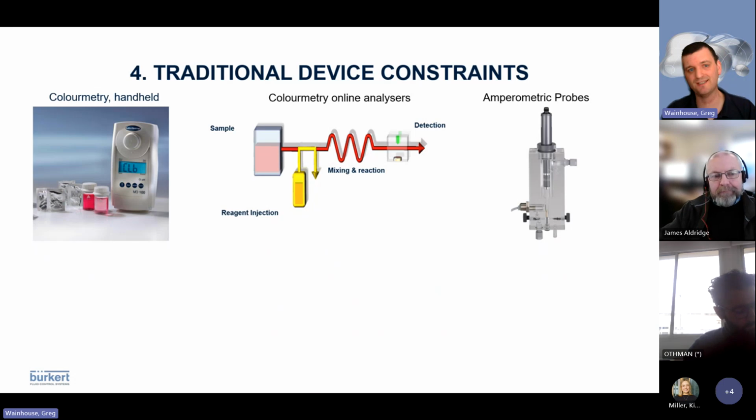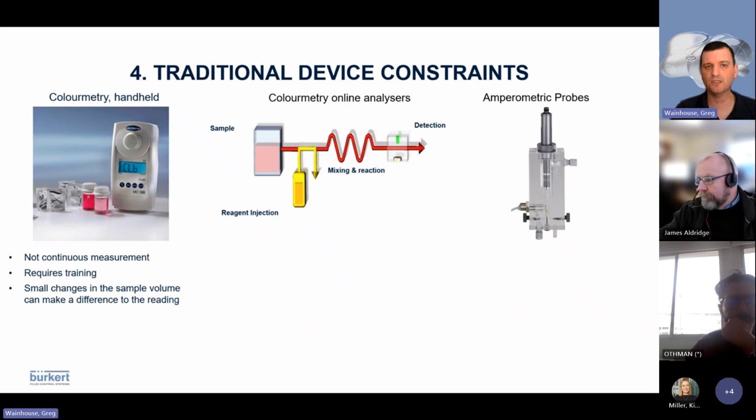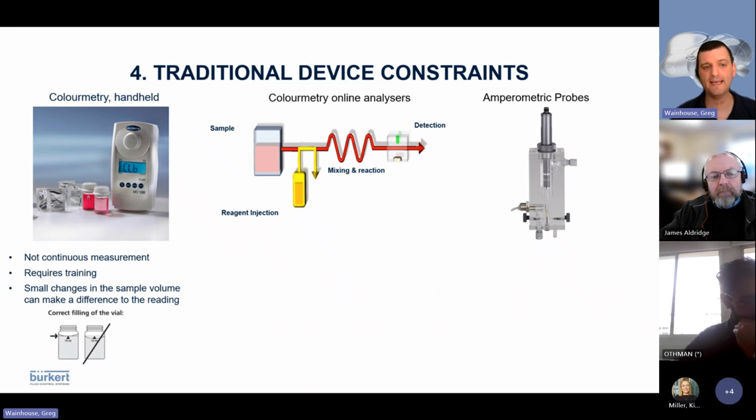Now, some of the constraints with these technologies, apologies, I jumped ahead slightly with the last slide. The constraints with these traditional methods of measuring are, as I've highlighted a few times with the handheld devices, that they are not a continuous measurement. You do have to have training, because even a small change in the volume of the sample that you take off can make a difference to the measured value. So you have to make sure you get just the right amount up in the vial every single time.